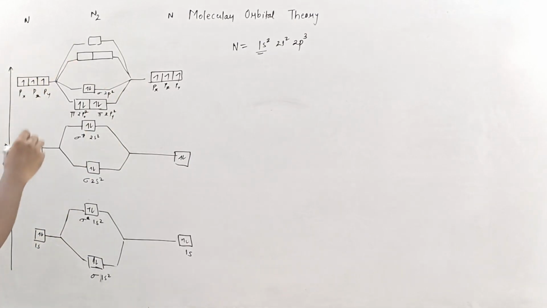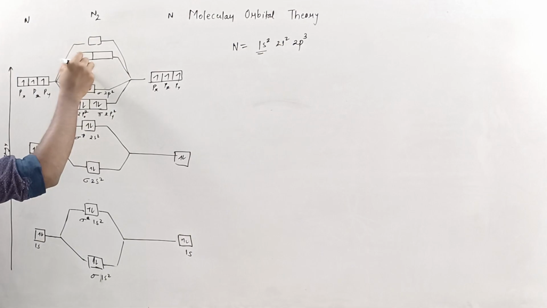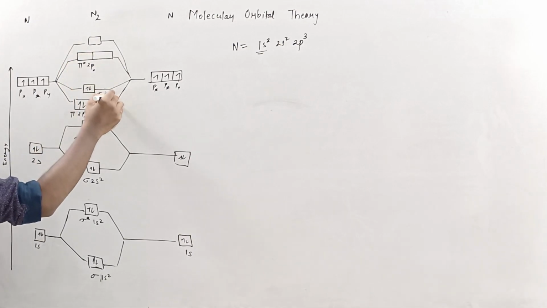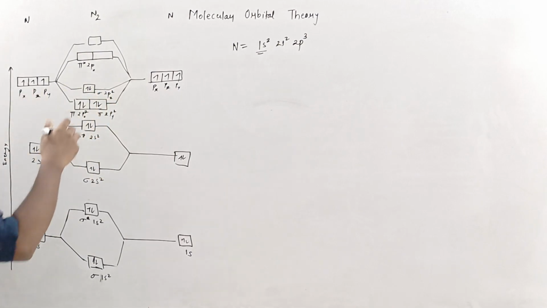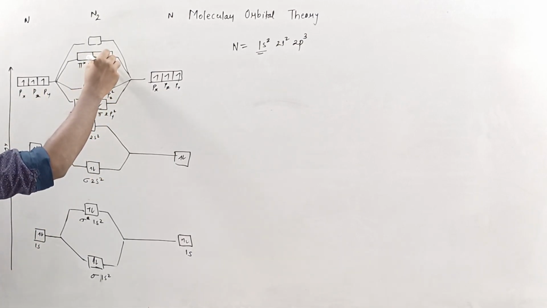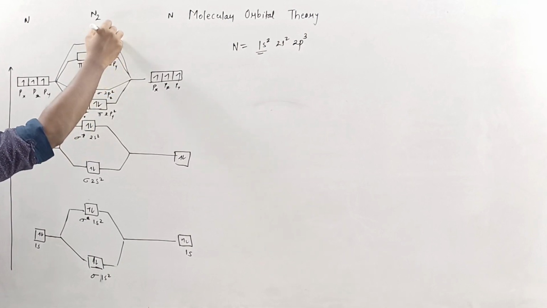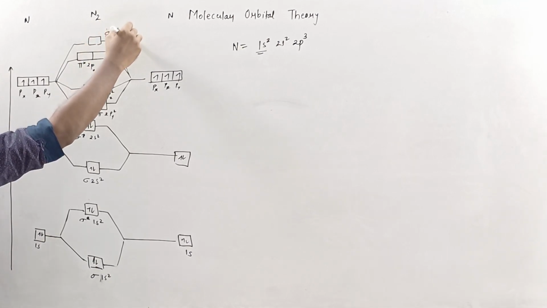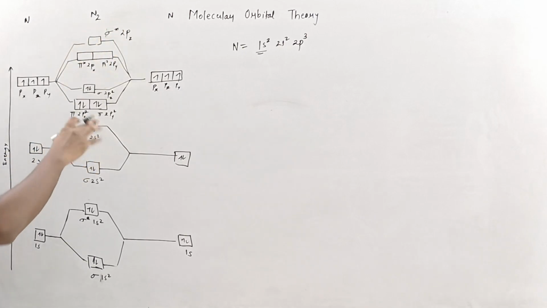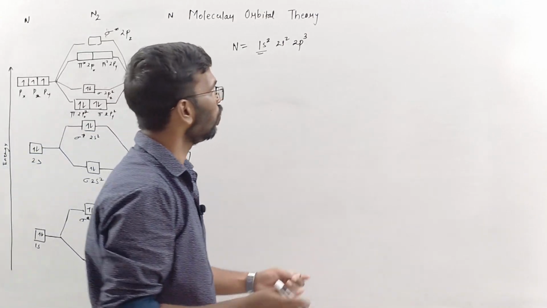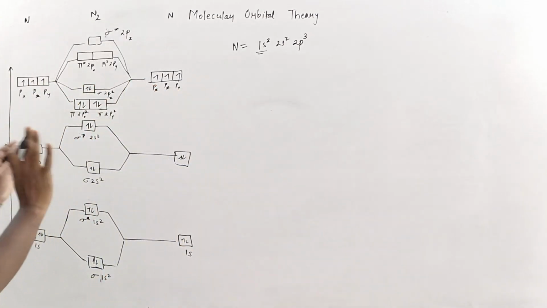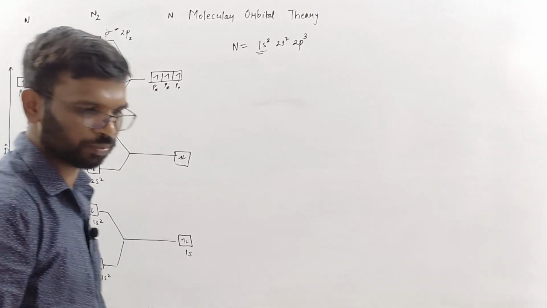So what would this be? This is pi star 2px. This is z, and z forms sigma. And this is pi star 2py, and this is sigma star 2pz. But there are no electrons in this case, that's why I have not written anything on the top. So this is how the configuration is. Now similarly we'll do it for oxygen. A similar diagram will exist for oxygen.